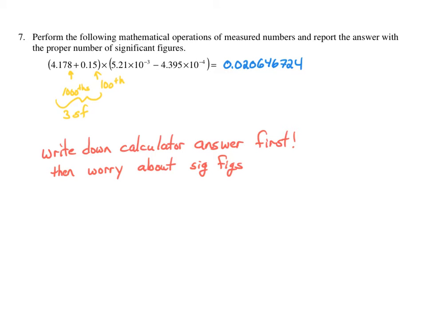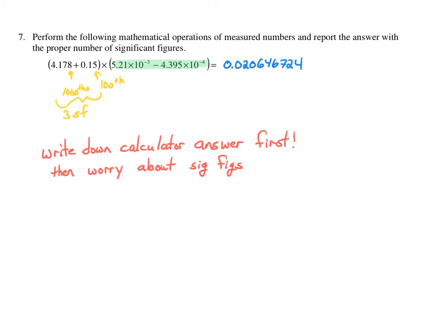Looking at this first part, we see where it's an addition problem. This is out to the thousandths. This is to the hundredths. So we add these numbers together. We can go out to the hundredths place, which means for this number, we're going to have 3 sig figs.